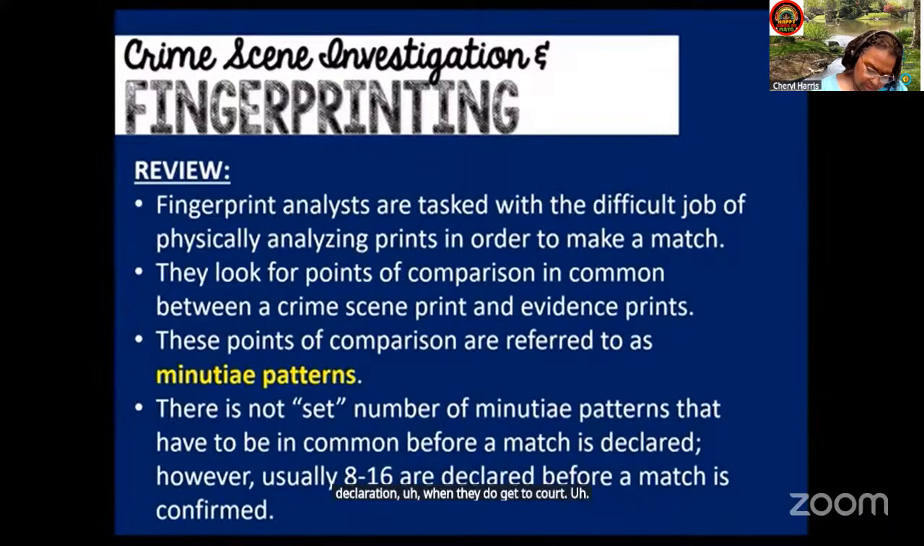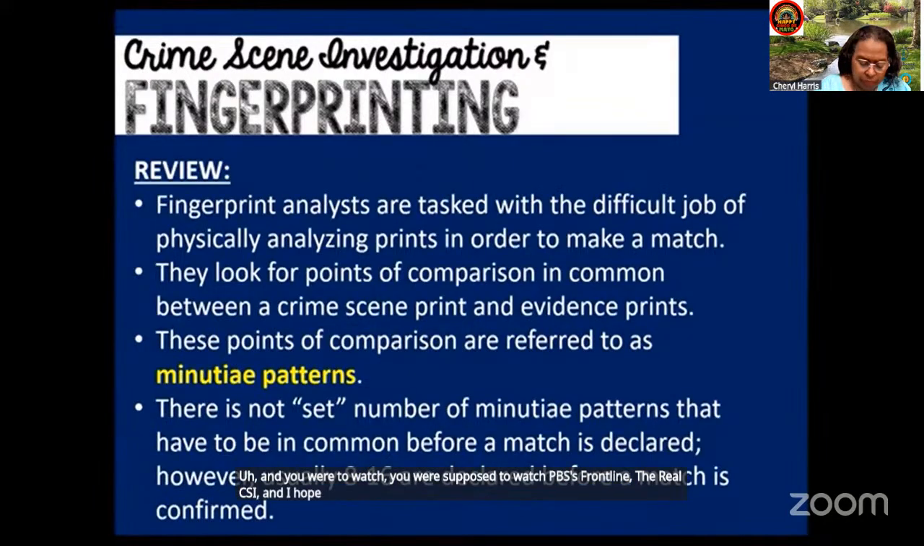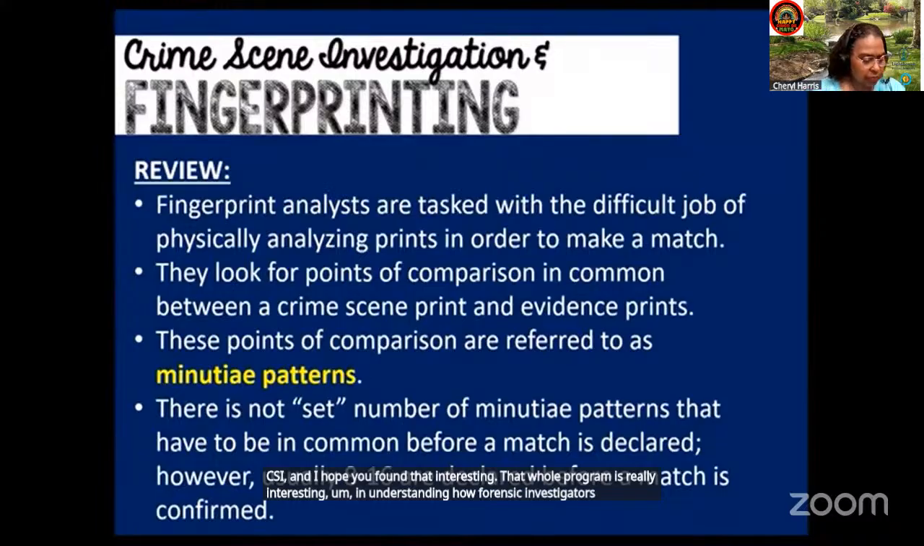If you were with us in the last lesson, I asked you to research the Brandon Mayfield case, and you were supposed to watch PBS's Frontline, The Real CSI. I hope you found that interesting. That whole program is really interesting in understanding how forensic investigators really work. It is not like we see on CSI. We learned that the Brandon Mayfield case has called into question the use of fingerprint identification within forensics, and maybe it called you to question that as well.